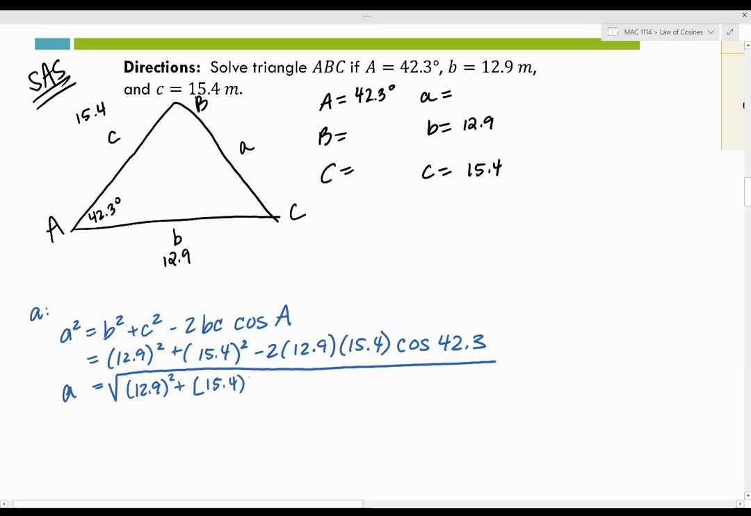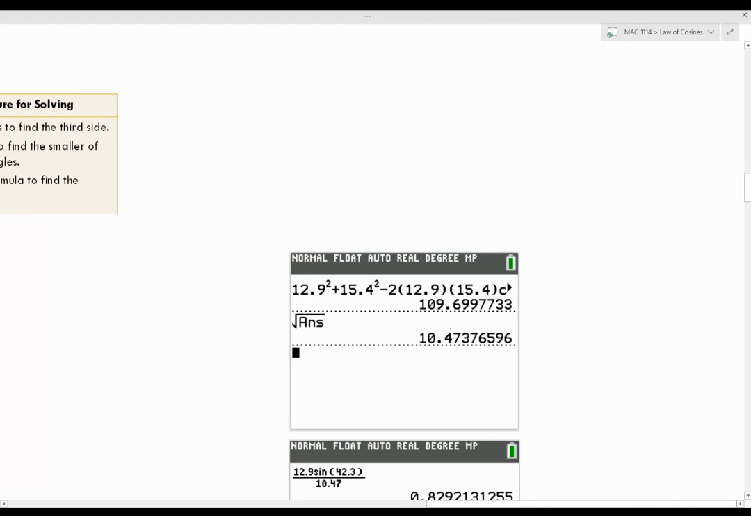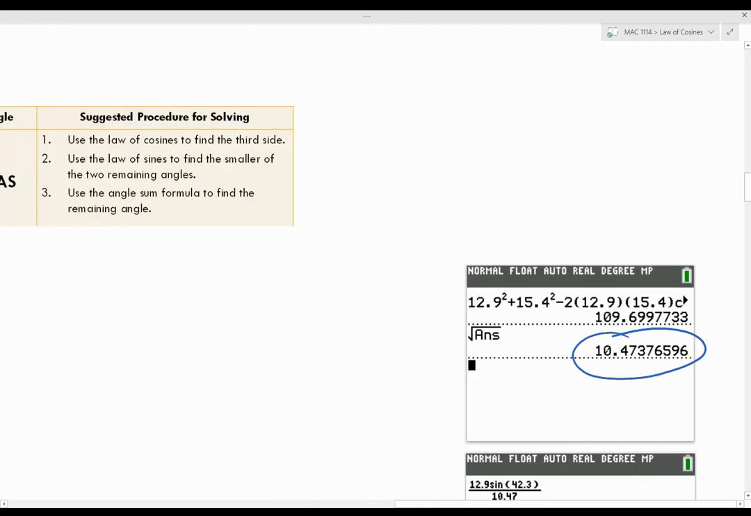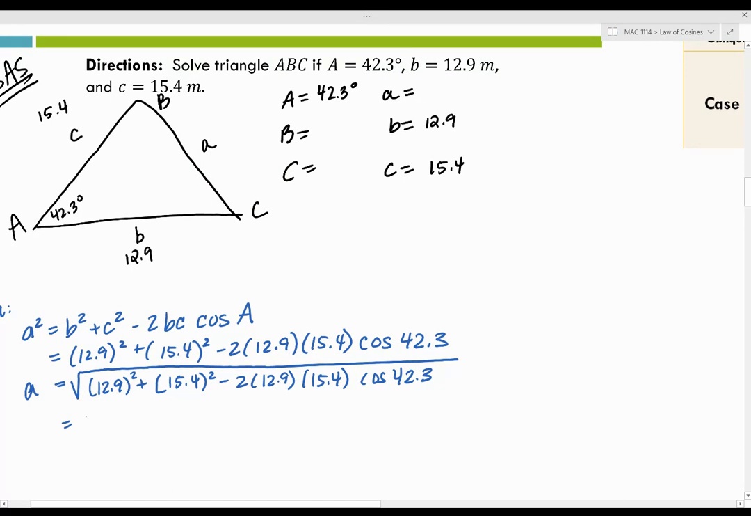Once I plug that into the calculator and then square root it, this should be my answer: 10.5, and that should be in meters. Now I need to find either B or C.